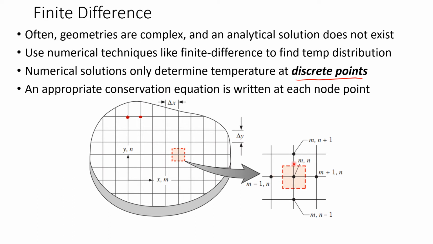In the next slide we'll see how to find the temperature of this element, and for that we'll apply conservation equations on this element. You will see that the temperature of this particular point m comma n is dependent on its neighboring points. That's these points right here.